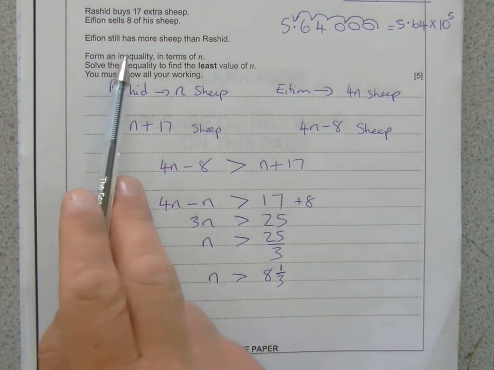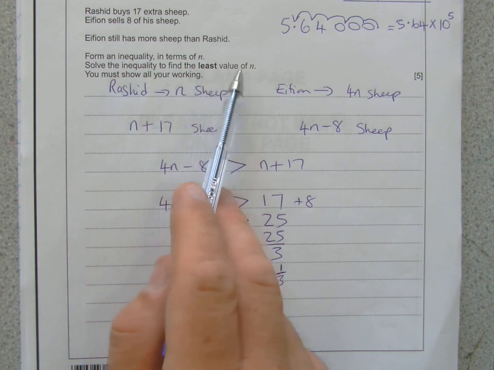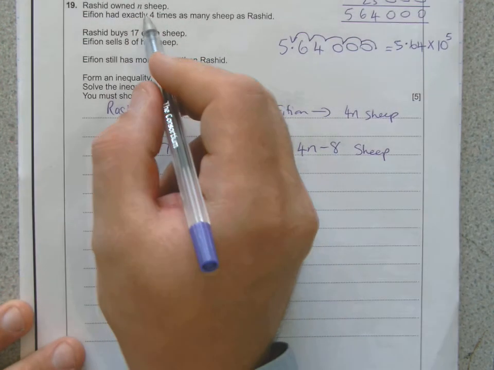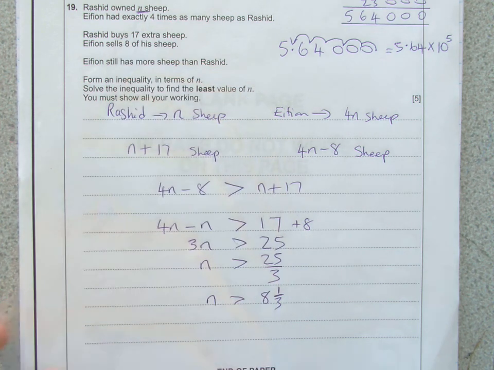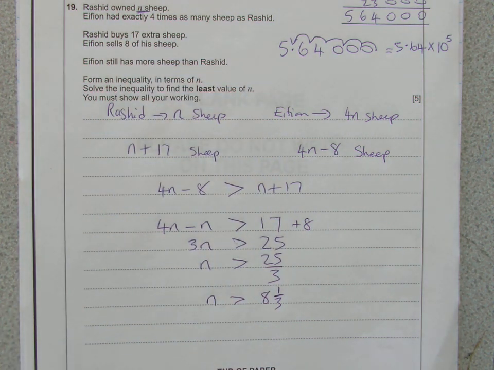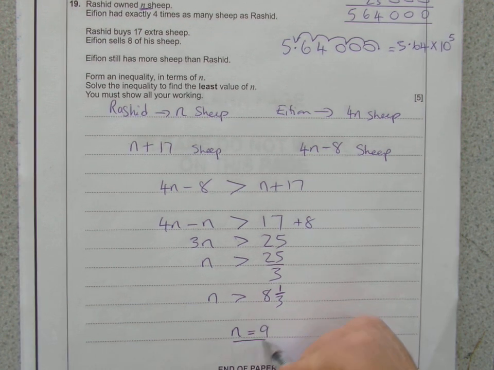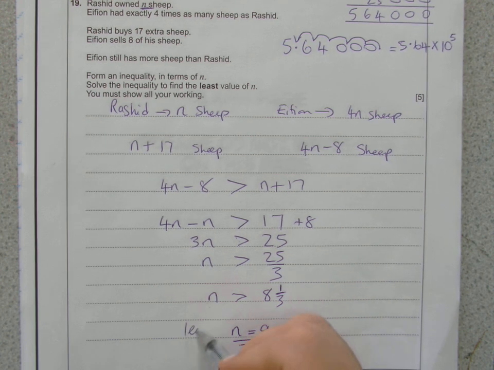So it's saying then, what's the least value of n? Now, n has got to be greater than 8 and a third. But you've also got to remember that n must represent a whole number. Okay? Go back to here, it says n sheep. You can't have 8 point something sheep, right? It's got to be a whole number. So if n has got to be greater than 8 and a third, it's got to be greater than 8, doesn't it? It can't be 8.3. It's got to be greater than 8. So we've got to go to the next number up. So we say n is 9. Okay? That's what n has got to be. That's the least value for n.